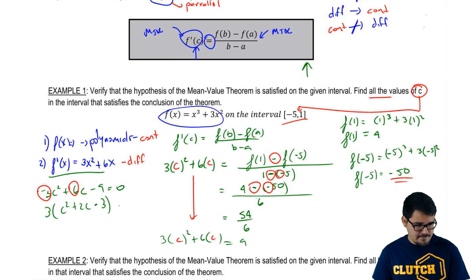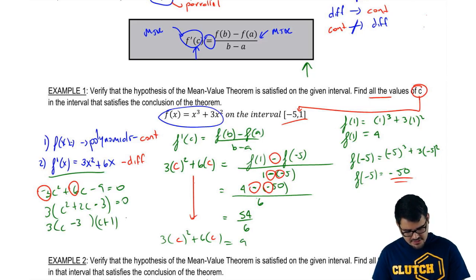Alright. So once I do that, I'm going to go ahead and just keep factoring. So I'm going to have c minus 3, c plus 1. The 3 is never going to equal 0. It's just a constant. Doesn't matter.